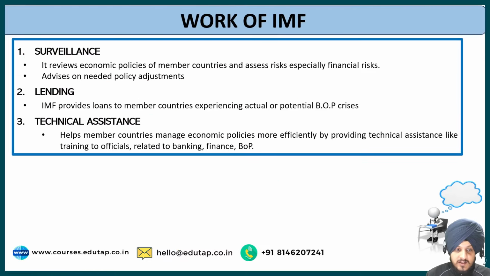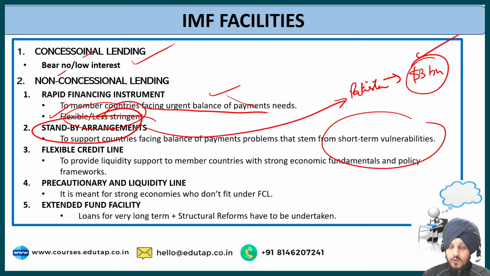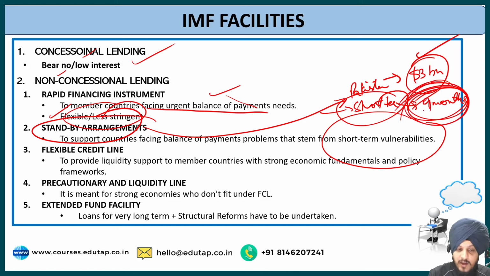Under the standby arrangement, the IMF supports the countries that are facing balance of payment problems that stem from short-term vulnerabilities. So this means assistance is given to those who are facing short-term vulnerabilities, and this loan is also given for short-term only. I'm not confirmed, but I think in case of Pakistan, it has been given for 9 months. Though I'm not sure that Pakistan would be able to repay this loan back to the IMF within 9 months, I think it would get extended. But as far as the news articles are concerned, at many places I've read that this is for 9 months. Anyways, I hope you got the idea about the standby arrangement.